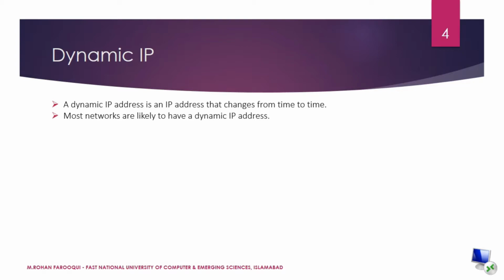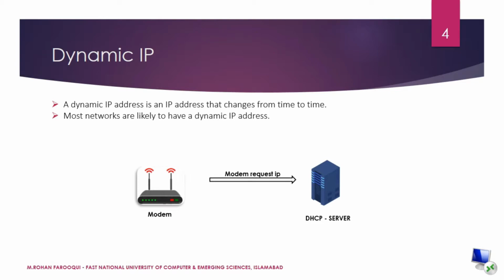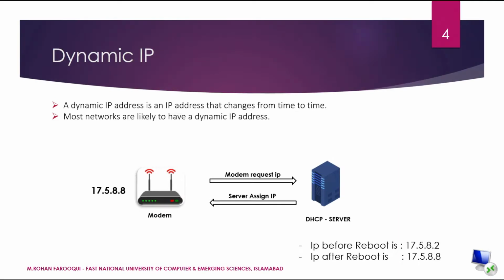So let's consider this scenario. Consider this modem and this DHCP server. The modem will request an IP from the server and the server will assign an IP to the modem, which is this. Let's suppose that the modem reboots due to power failure. After reboot, the modem will again request an IP from the DHCP server and the server will assign a new IP to the modem, which is this. So you have seen that the IP changes as it is a dynamic IP. Every time your lease time expires or your router reboots, the IP changes in case of dynamic IP.